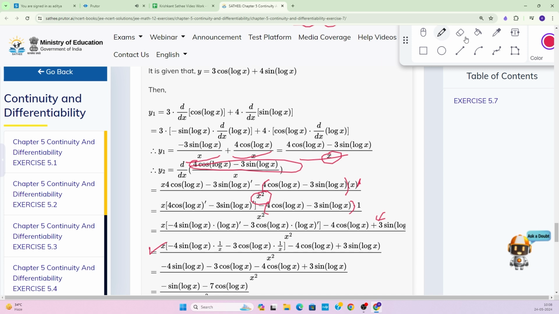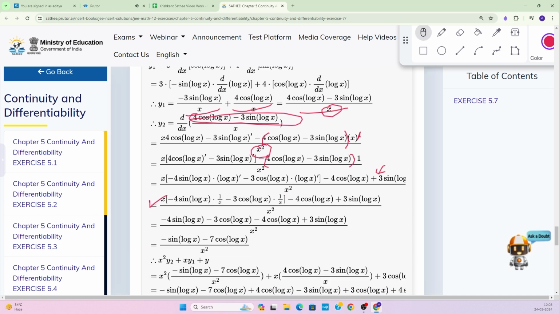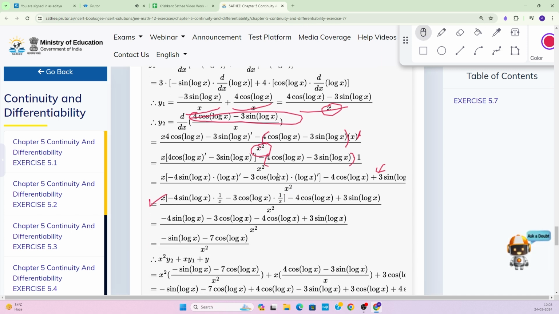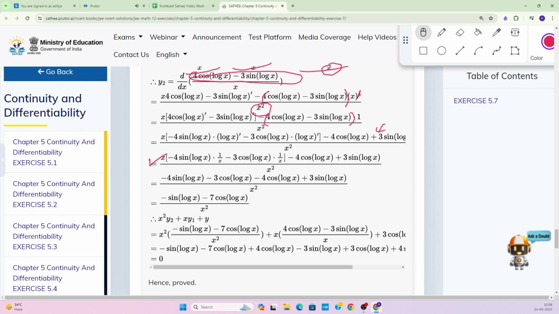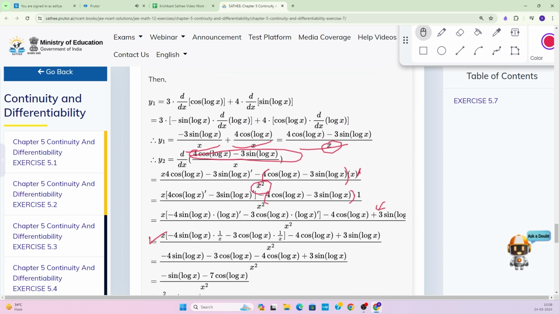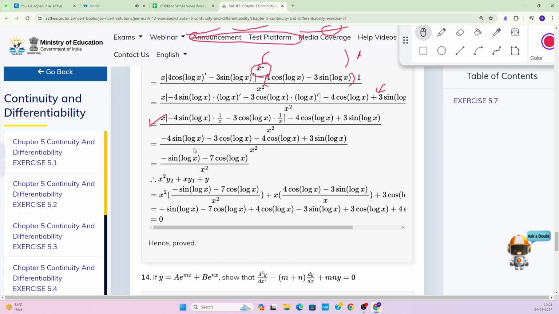What you will have is this, taking LCM, the x and x will be cancelled, and you are only left with minus 4 sin log x minus 3 cos log x minus 4 cos log x plus 3 sin log x. This will give you sine with sine, minus sin log x, and minus 3 minus 4 will give you minus 7 cos log x, divided by x square.